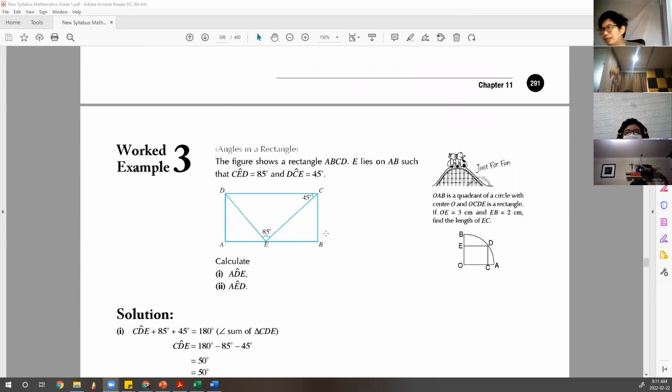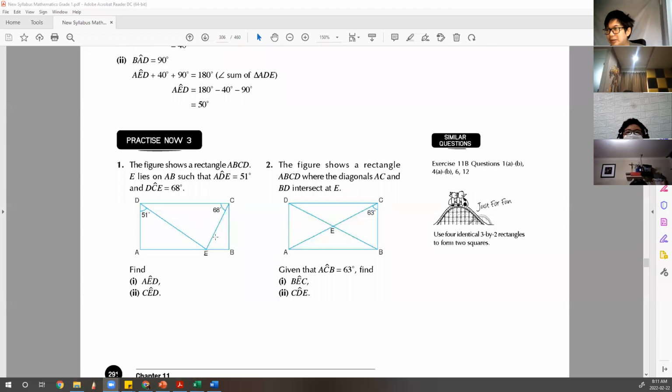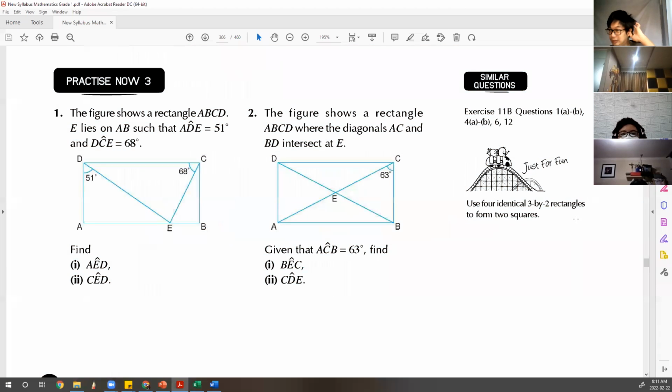Okay. How do you find this? This is a rectangle. Wait, no, practice now aja. Kita lihat ya. The figure shows rectangle, E lies on AB such that ADE is 51 and DC is 68. Find AED. Okay, it's quite simple. How do you calculate AED here? Ini kan rectangle. Kalau rectangle features-nya apa? Oh, ada. Ujung-ujungnya 90 gitu ya. Write it down. Ini 51. Ah, ini berarti langsung ketahuan. Ini triangle yang ini dong. Pakai triangle aja rules-nya. 180 minus 90 minus 51. The answer is 39. Oke, dapat 39 degree.